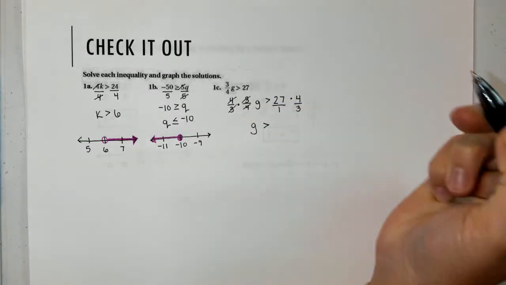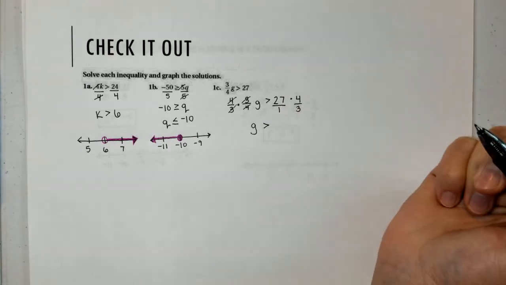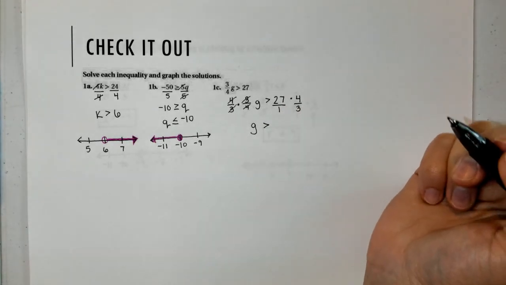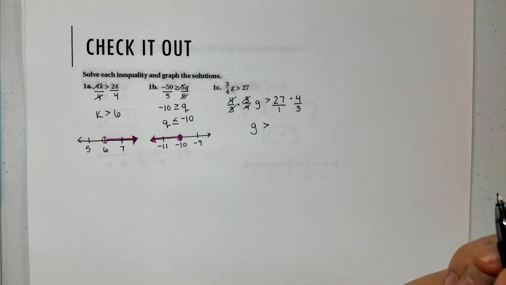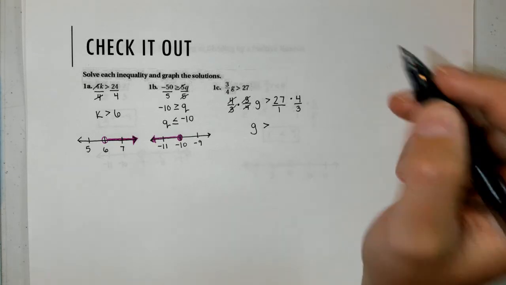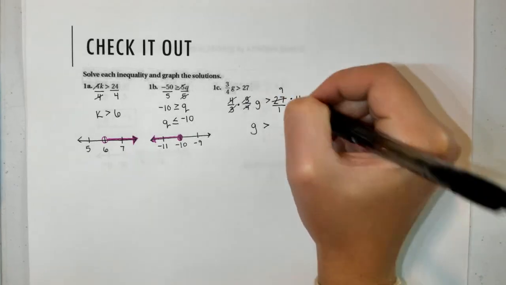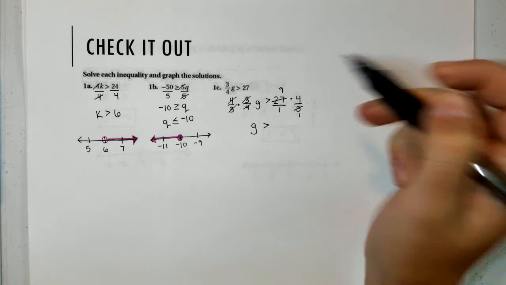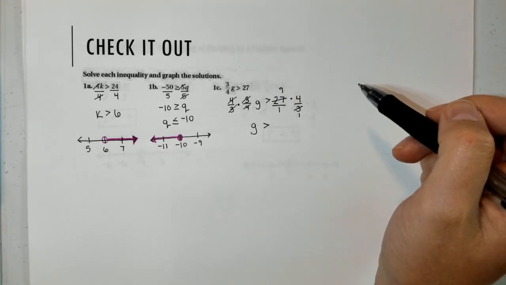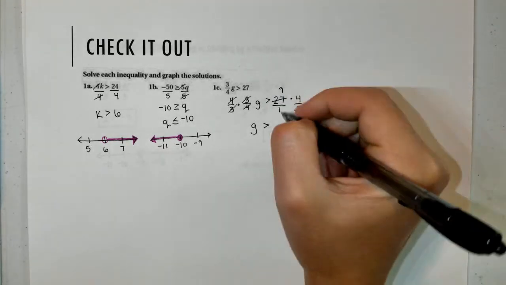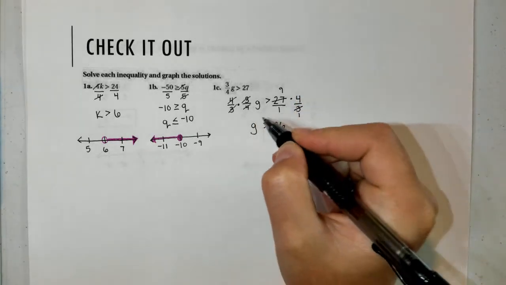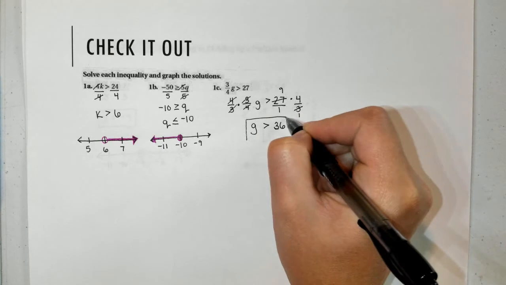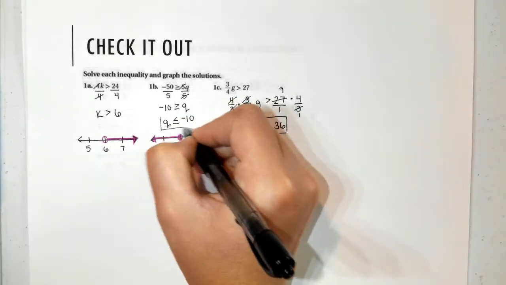Then I have greater than 27 and 3 are both divisible by 3. So I'm going to start by doing 27 divided by 3, and that gives me 9. 3 divided by 3 is 1. So then I have 9 times 4, which gives me 36, and then 1 times 1 is 1. So I have 36 over 1, which is just 36. So G is greater than 36.